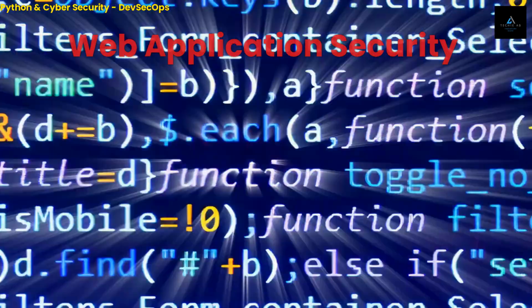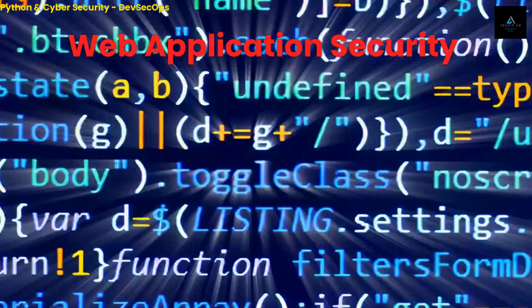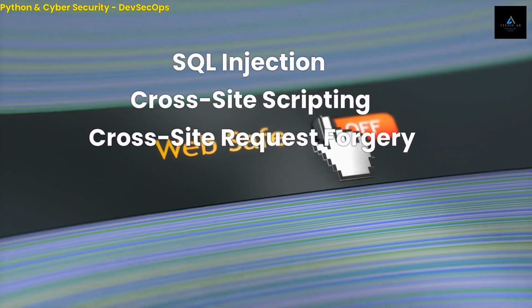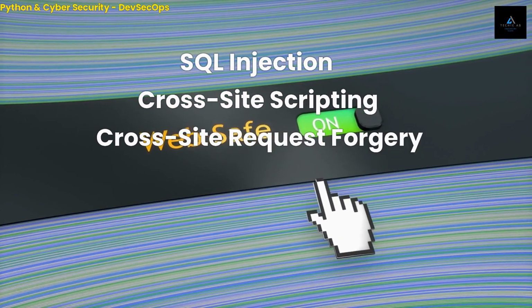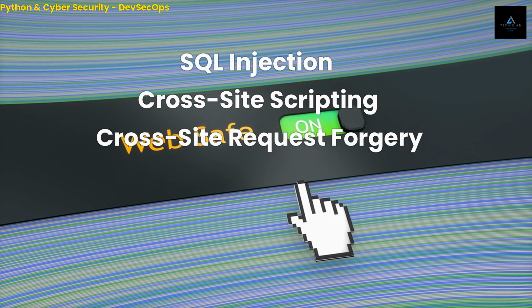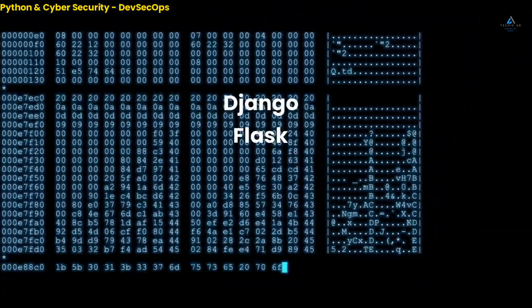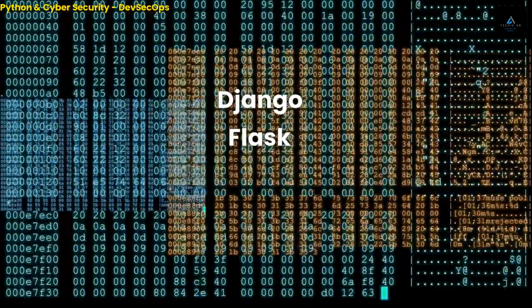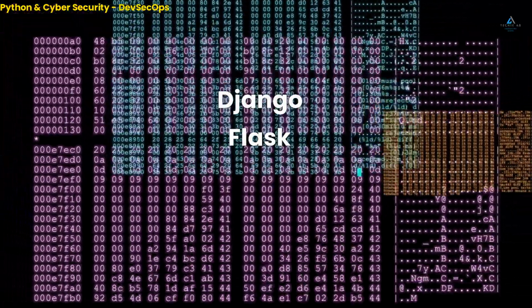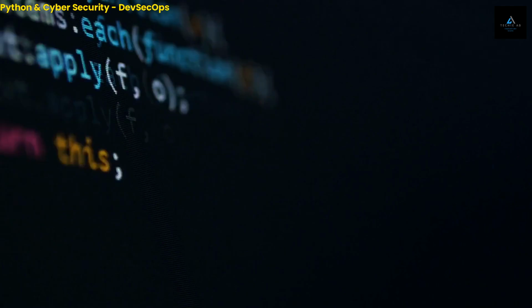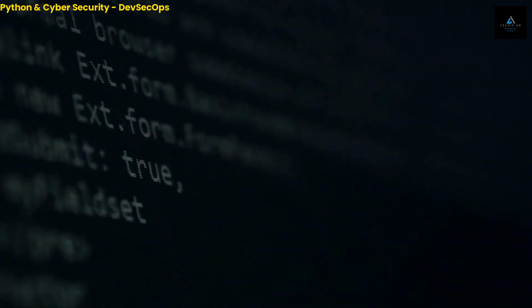Thirdly, Python is used in web application security. Python is used to develop secure web applications that are resistant to attacks like SQL injection, cross-site scripting, and cross-site request forgery. Python-based frameworks like Django and Flask are widely used for web application development. These frameworks provide built-in security features that help developers to build secure web applications.